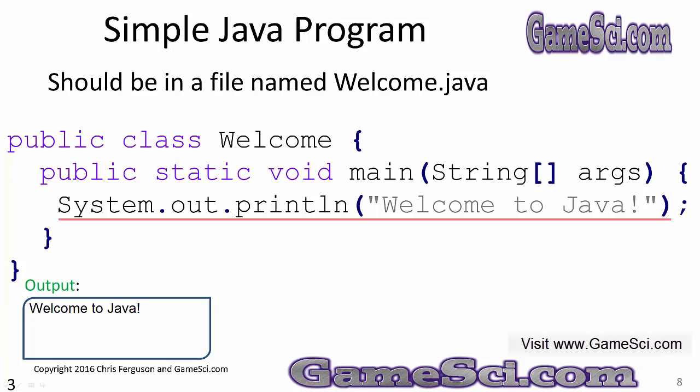The one executable line of code here is called System.out.println. That's println or print line. And I want to output or print to the screen the words Welcome to Java. And you can see on my output here, Welcome to Java showed up. This is the only executable line of code in this example, and it says I want to spit out the words Welcome to Java onto the console.